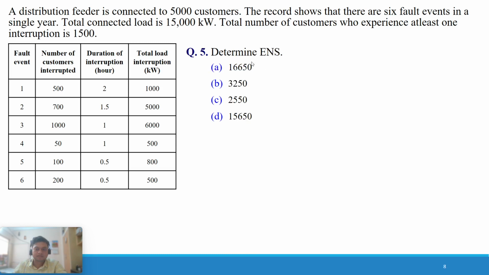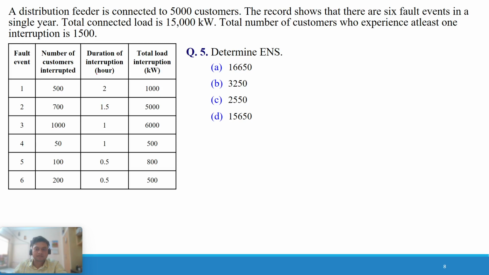So now let us see the next problem. Next problem is we have to determine the ENS, energy not supplied, and this is a load and energy based reliability index. Earlier we were solving questions based on the interruption indices.